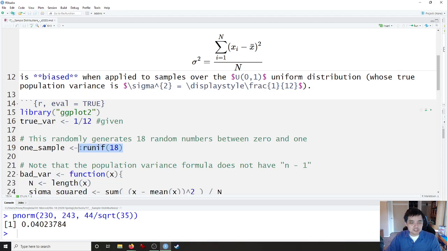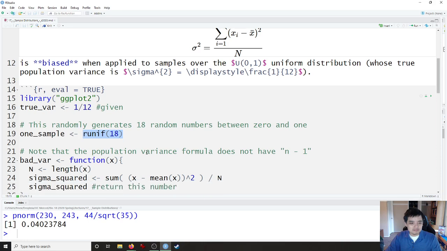What this code does is generate 18 random numbers between 0 and 1. That's what the runif function does. It generates a random number between 0 and 1, and here I'm generating 18 of them. I'm going to call that one sample of 18 numbers. Now, I didn't develop all the math theory in front of you, but it turns out in this situation, sigma squared is 1/12. The true variance in the background theory is 1/12.